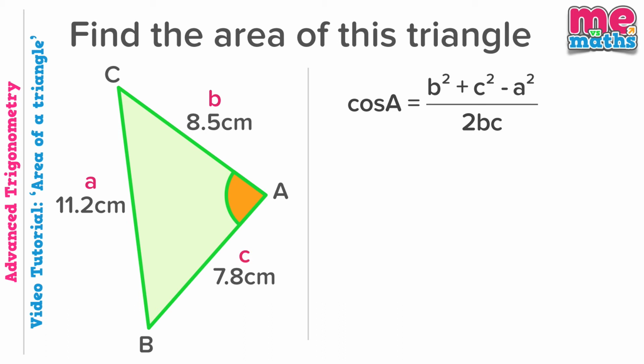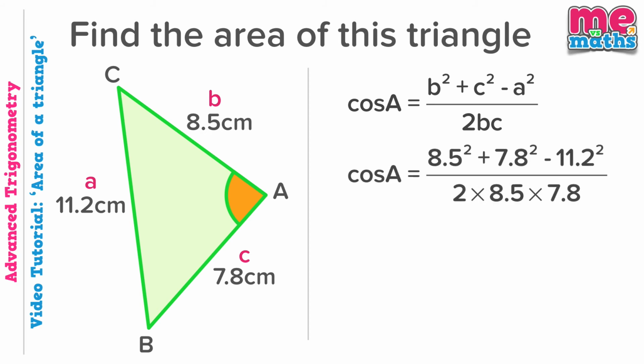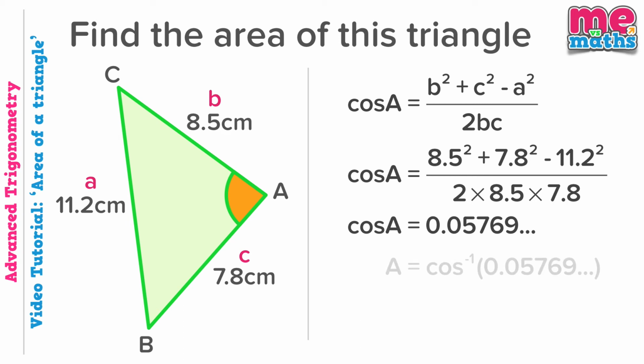Let's substitute all our values in and work that out on a calculator. Remember, this is the value of cos A, so if we want to find angle A, we'll need to use inverse cos to get our final answer of 86.7 degrees.